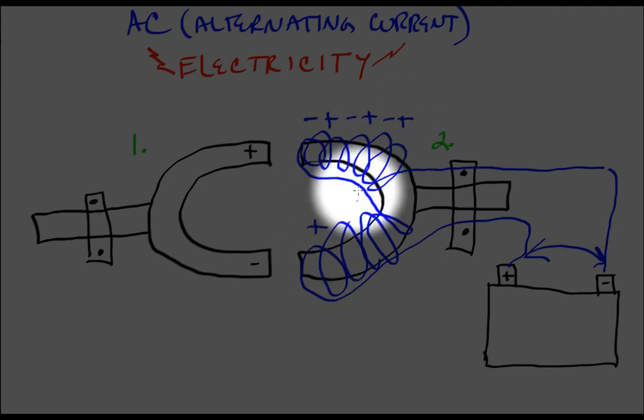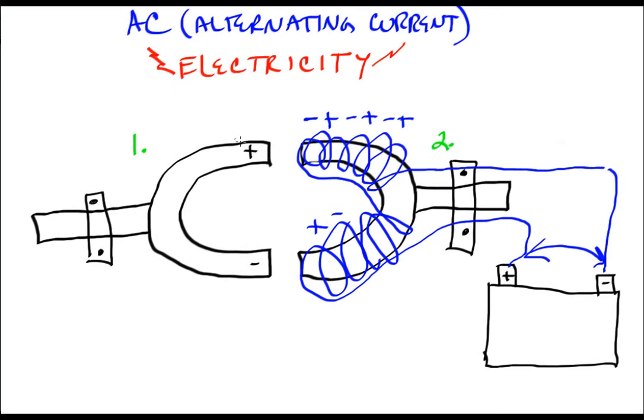Down here, the same thing would happen. Positive, negative, and so on. And this magnet would actually begin to rotate over here. It would be trying to keep up with the negative, positive effect and rotate.